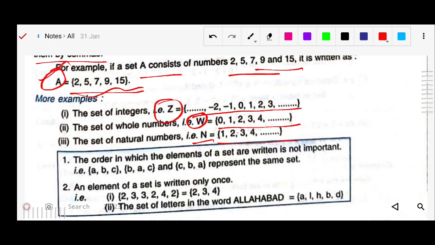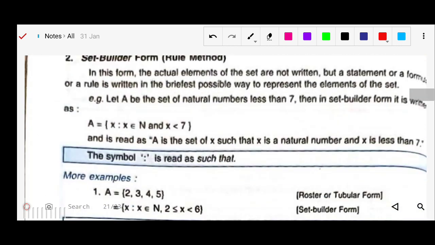Now, the order in which the elements of a set are written is not important. A, B, C or B, C, A, like this, orders are not important, right? Like A, B, C, you can write B, A, C or C, B, A. Orders are not important. The elements are written only once. That is the important part that you have to take care of. These are some rules that you have to see.